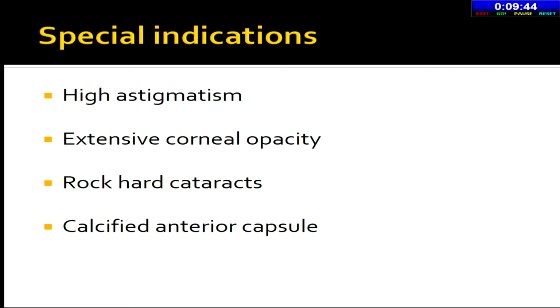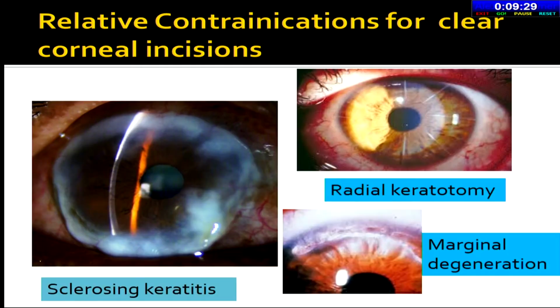If there is an extensive corneal opacity where doing a phacoemulsification is next to impossible, rocky hard cataracts where you don't want to jeopardize your endothelium, or a calcified anterior capsule where a complete rhexis is not possible. Now, just look at these patients. I had this patient who had a sclerosing keratitis all around. Where would you put your clear corneal incision in this case? You have no choice but to do a SICS.